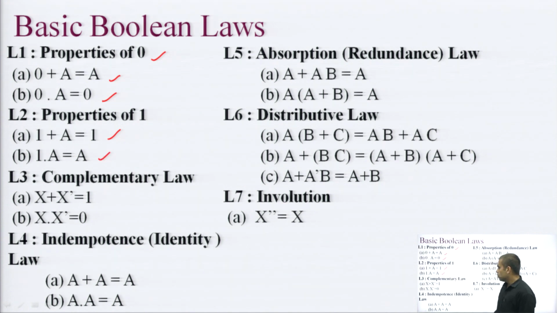Then complementary law says that if the variable is added to its complement, that means x plus x bar, it will be 1. How is it possible? Because if x is equal to 0 then x bar will be 1, if x is 1 then x bar will be 0. So, in any of the cases either it will be 0 plus 1 or it will be 1 plus 0. So, in both the cases the output will be 1 and then x into x bar is equal to 0, that means either it will be 0 into 1 or it will be 1 into 0. So, in both the cases output will be 0.